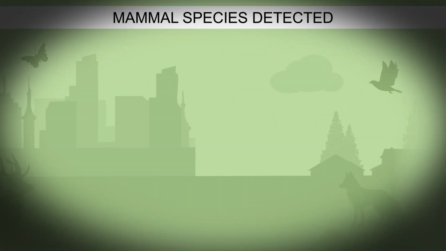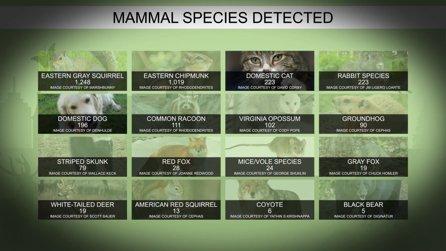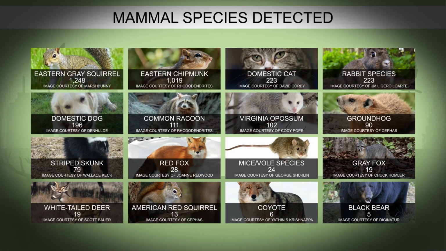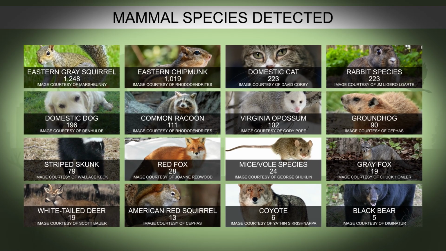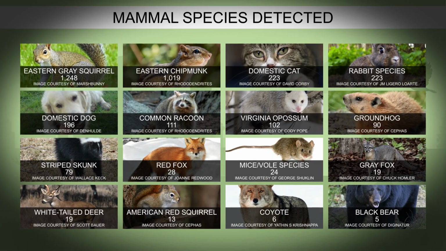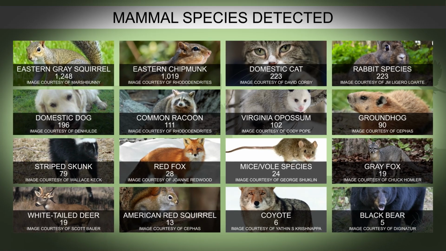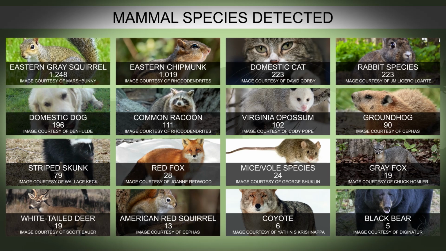The camera traps took pictures of 14 different wild mammal species and 2 domestic species, cats and dogs. What we found was a bit surprising. A lot of people think that you'll find the highest levels of biodiversity in the most natural areas, but in the case of mammals in Massachusetts, we actually found that the most number of species were in the suburbs.